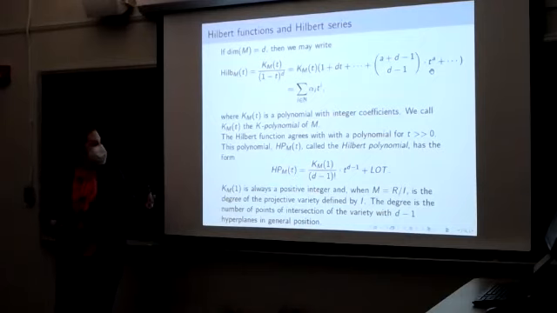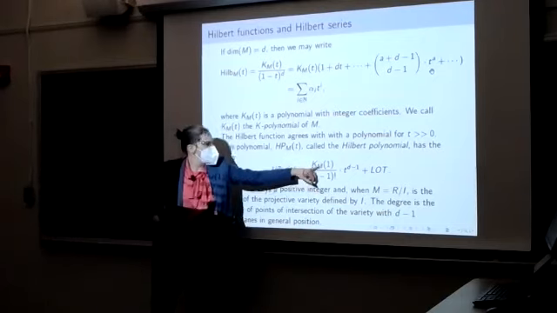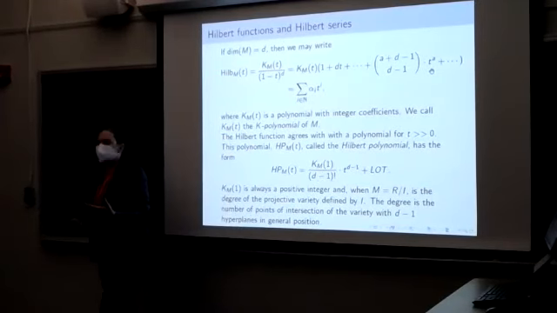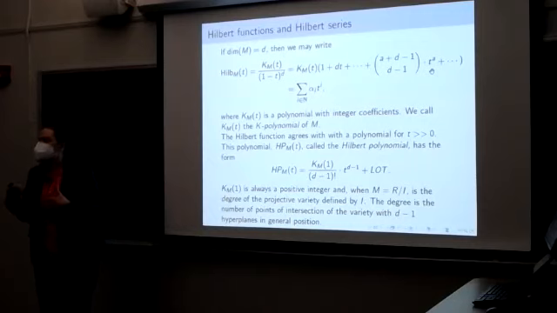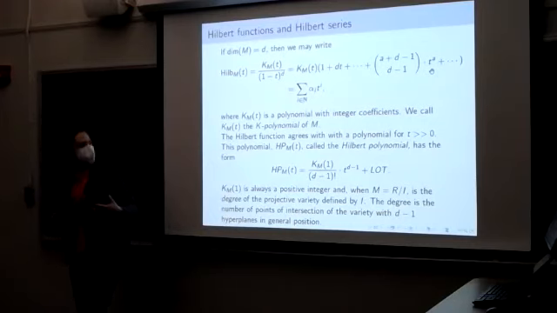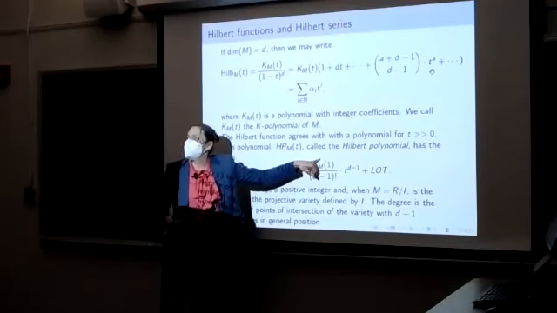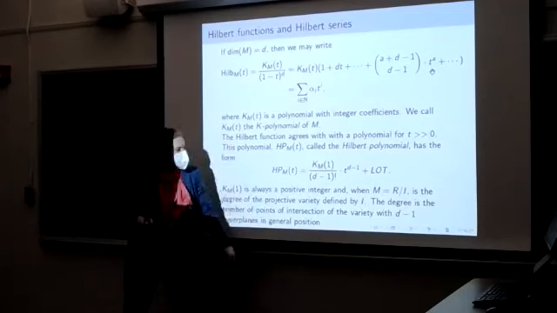Or thinking geometrically, if M is a quotient ring, this will be the degree of the variety. And this has a geometric interpretation. If we intersect enough hyperplanes to get down to finitely many points of intersection, if the hyperplanes are in general position, then this k of 1 will be that number of points of intersection.